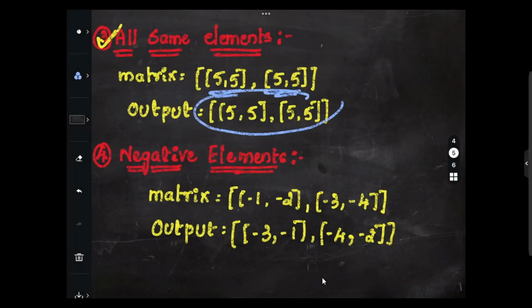We have all the elements same, so we can just return the same output, right? So all the elements are same here. After transposing and reversing the matrix, we get 5 comma 5, 5 comma 5 itself. So let's go with the final edge case, or the fourth edge case.